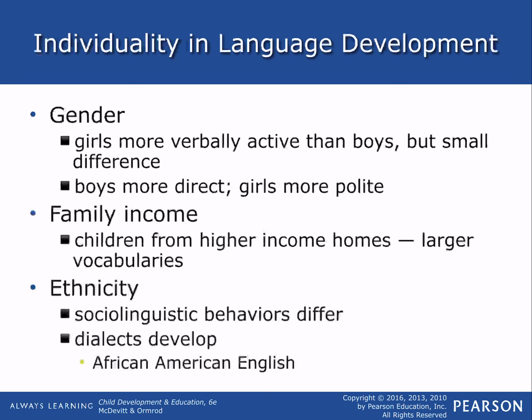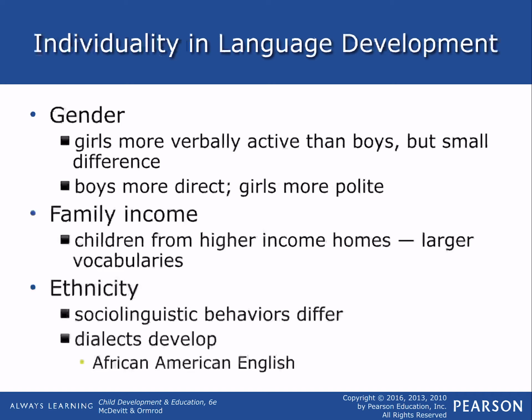Let's see. Gender stuff. Girls are more verbally active than boys. But again, see where it says small difference? That's why I kind of want you to ignore these things. I mean, I guess, okay, there's information, there it is. But boys are taught to be more direct, girls more polite, but the differences are so small that I don't want it to create any kind of biases in the way that you interact with your students. So that's why I hesitate when we talk about these kinds of differences at the end of each chapter.